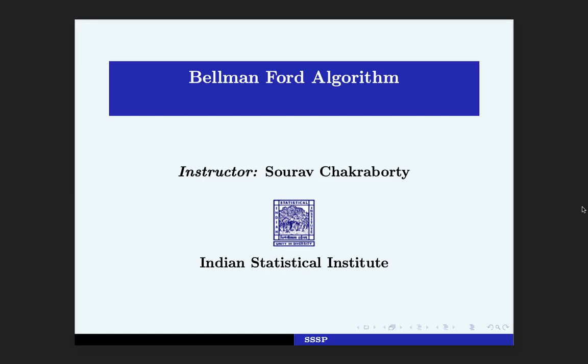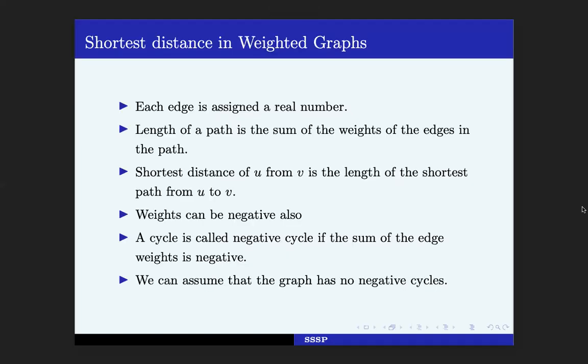Okay, good. So to quickly go over it, just to make everybody on the same page. There are edges which have been assigned some real numbers, and the path length is basically the sum of the weights of the edges in the path, and we are interested in the shortest distance between u and v. The weights can be negative, and we will be assuming that there are no negative cycles. So we have no negative cycles, but edges can be negative.